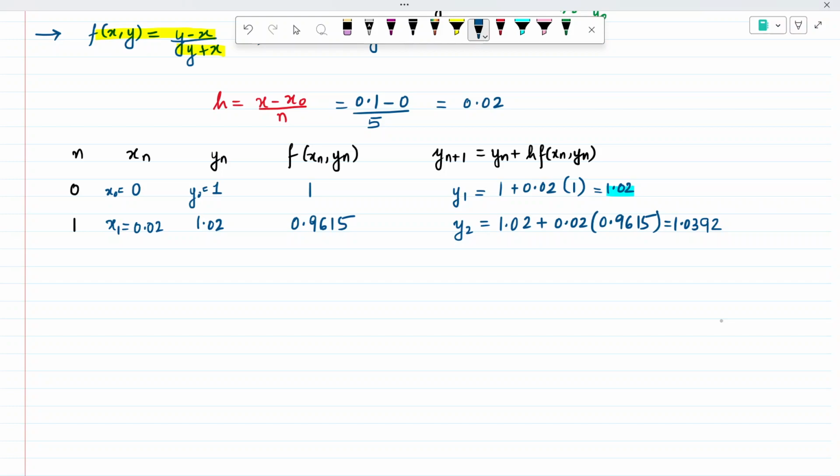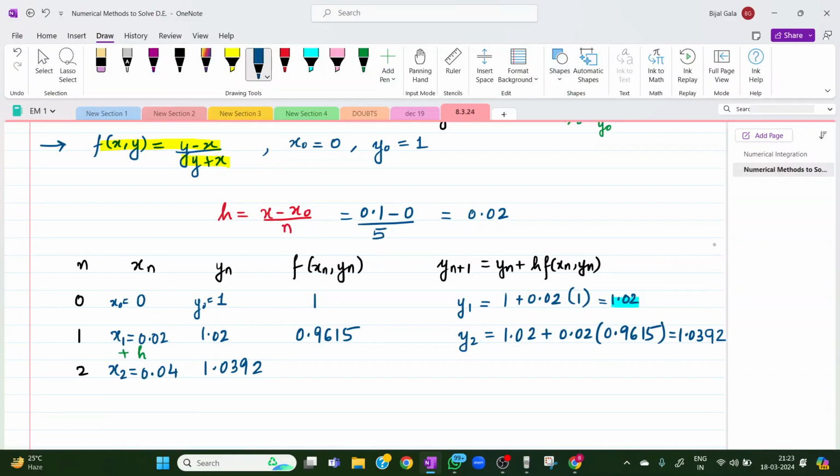Okay, that's your y2. Let's move on to n is equal to 2. When n is equal to 2, you will get x2. x2 आपको कैसे मिलेगा? x1 plus h. Is that correct? And that is going to be 0.04. And your y2, you will put it here as 1.0392. f की value calculate करो using your calculator.